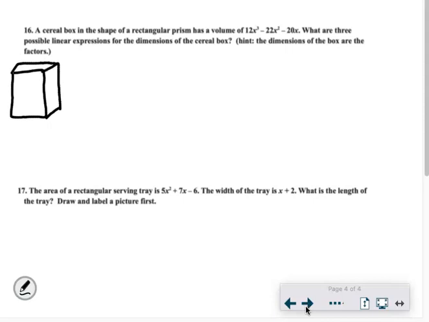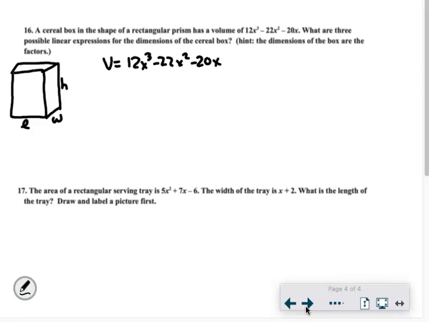Okay, what we're really looking for is the length, the width, and the height. That's how you get volume. All that we need to do is take what they gave us. The volume is this. Oops, that's a 3, my fault. 12x to the 3 minus 22x squared minus 20x. All we need to do is factor that.